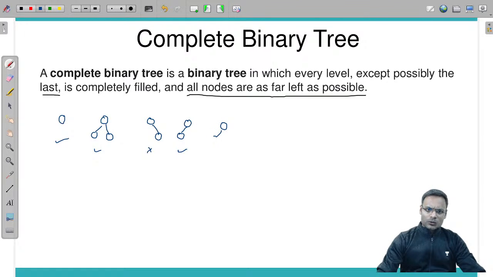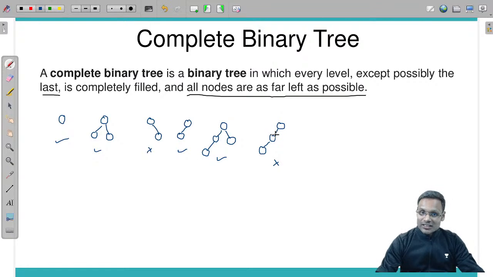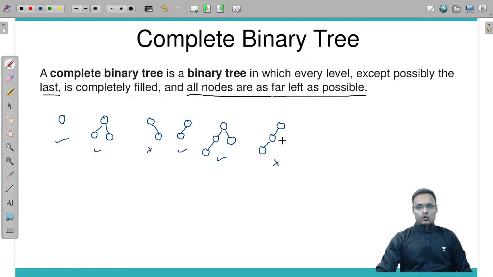If I ask you whether this one is a complete binary tree, yes. Why? This level has maximum nodes, yes. This level has maximum nodes, yes. This last level does not have the maximum number of nodes, no problem, but the nodes are arranged from the left. Got it? If I ask whether this is a complete binary tree, the answer is no. Why not? This level does not have the maximum number of nodes. So I guess you understood.